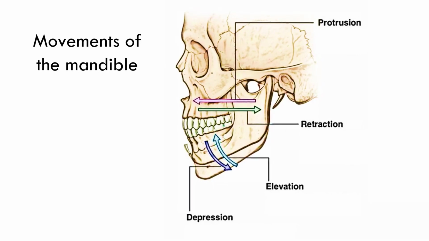Let us quickly look at the movements of the temporomandibular joint, which moves the mandible. Different movements are elevation, which is clenching the teeth or lifting the mandible up, depression, which is opening of the mouth, protrusion, which is projecting the chin forward, and the reverse action, that is retraction. There is one more movement, which is side to side movement of the chin.